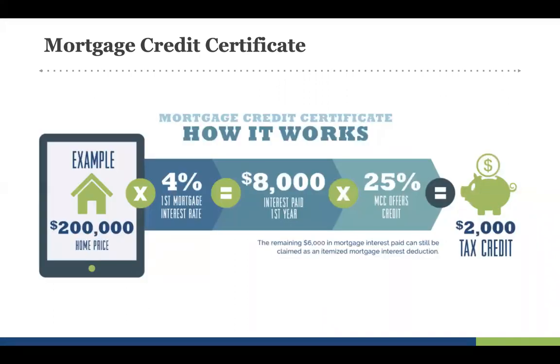So let's take a look at an example of how MCCs work. Let's take a $200,000 home. Buyer closes and makes 12 payments in that year. Say they paid 4% interest, so $8,000 in interest in that year. The MCC allows you to claim 25% of that mortgage interest paid as a tax credit, so $2,000 in this example. But the homeowner still gets to claim the rest of the $6,000 of mortgage interest paid as a tax deduction every year.